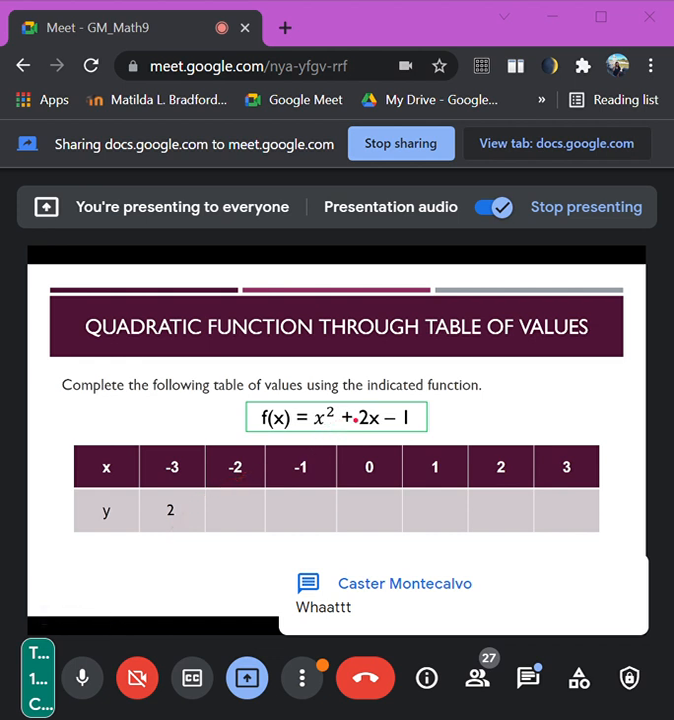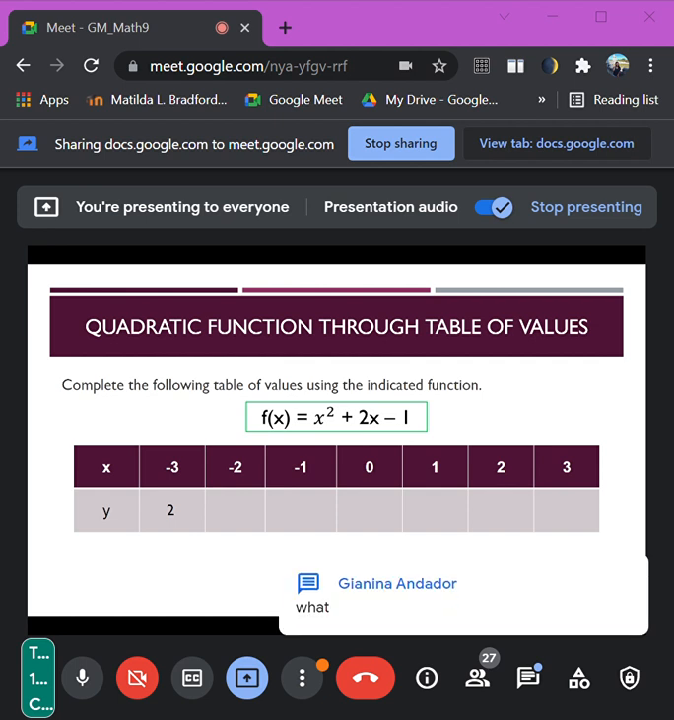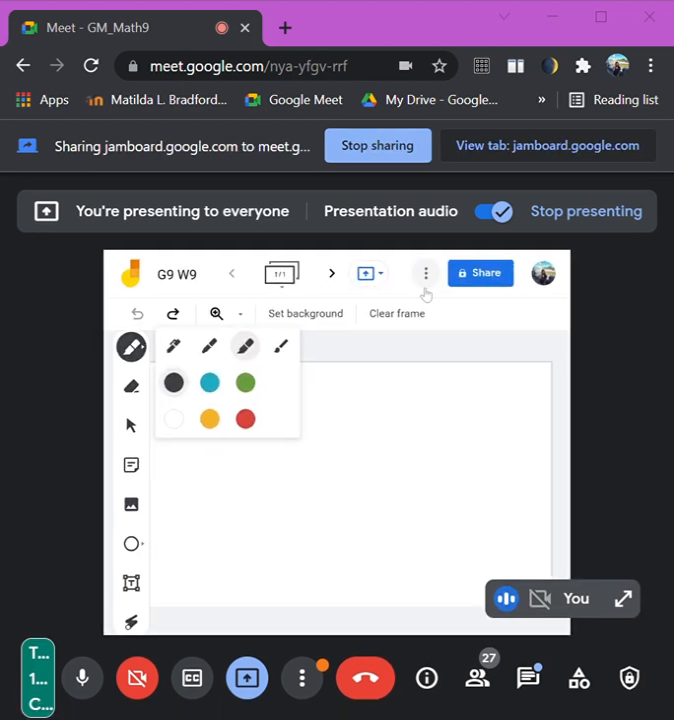9 minus 6, di ba? Sige, ipakita nato siya sa Jamboard para dili mo maglibog. Daghan kayo nasayop ani sa inyong pag-solve.